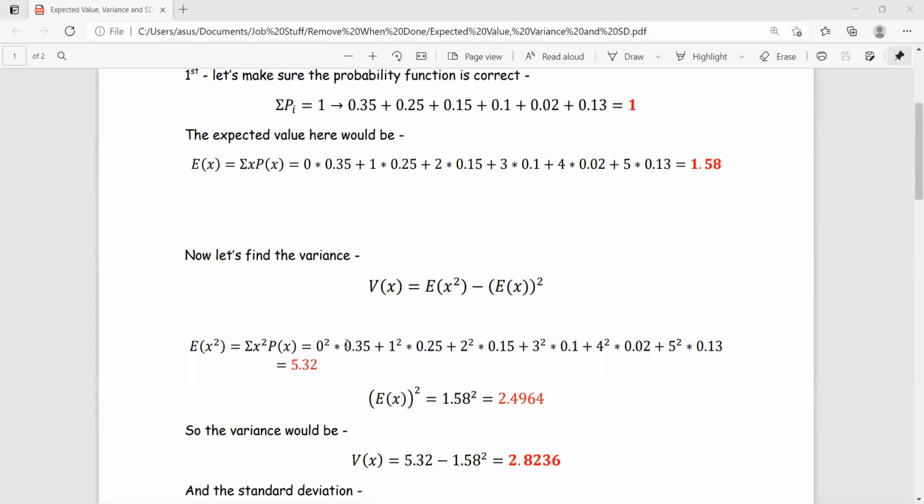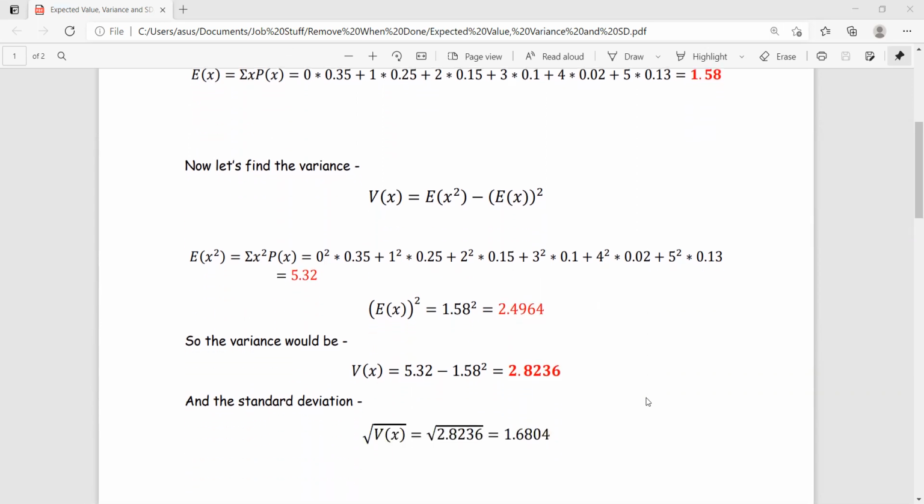0 squared times 0.35 plus 1 squared times 0.25 plus 2 squared times 0.15 plus 3 squared times 0.1 plus 4 squared times 0.02 plus 5 squared times 0.13. Altogether, all of this adds up to 5.32, right? And for the expected value, we just need to take the expected value and multiply it by itself. So we get 1.58 squared, which is 2.4964.